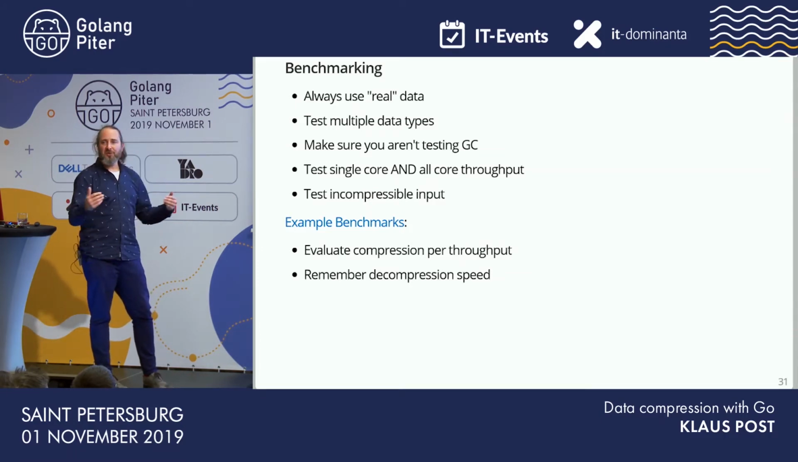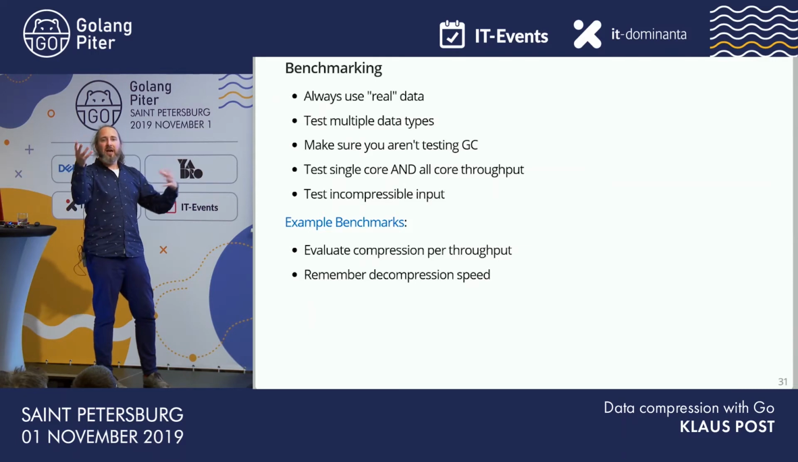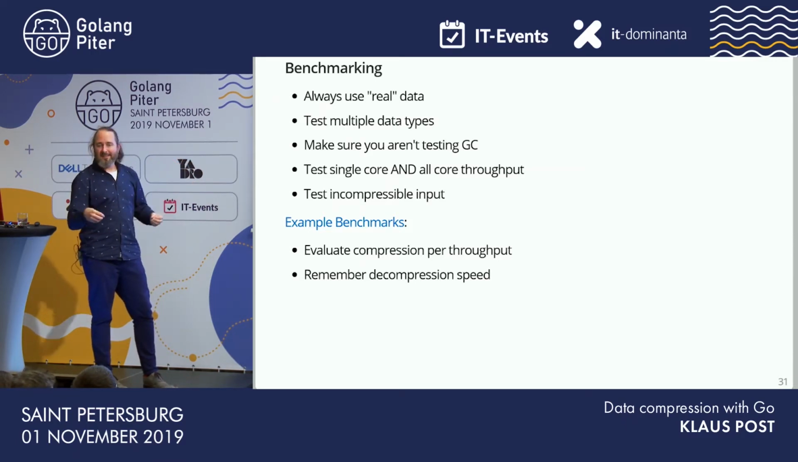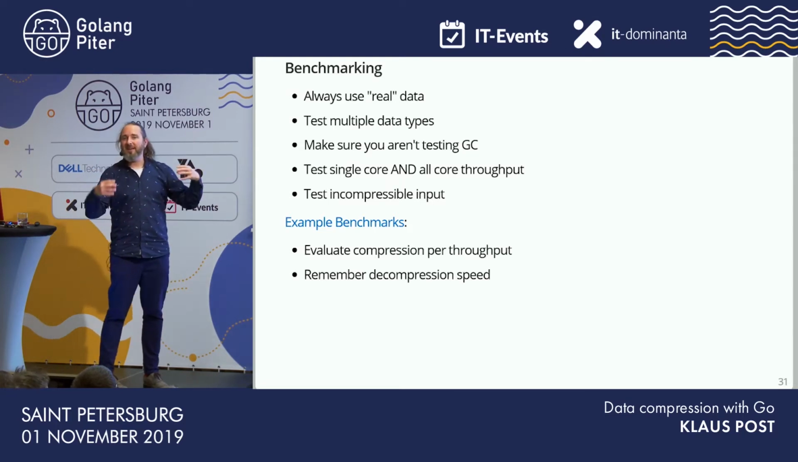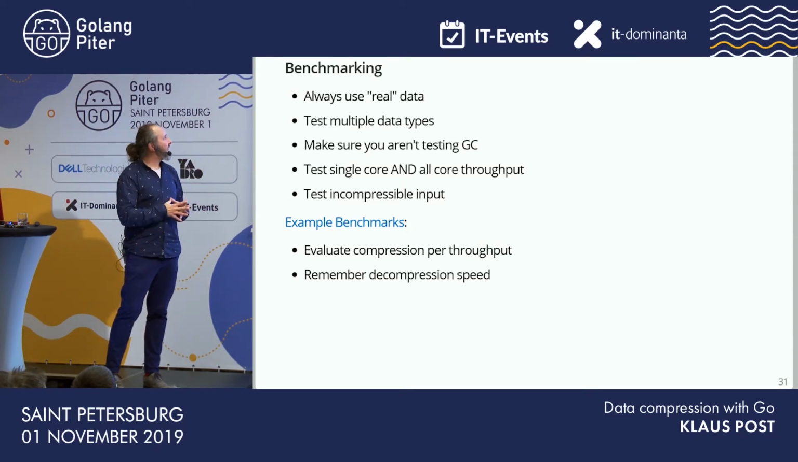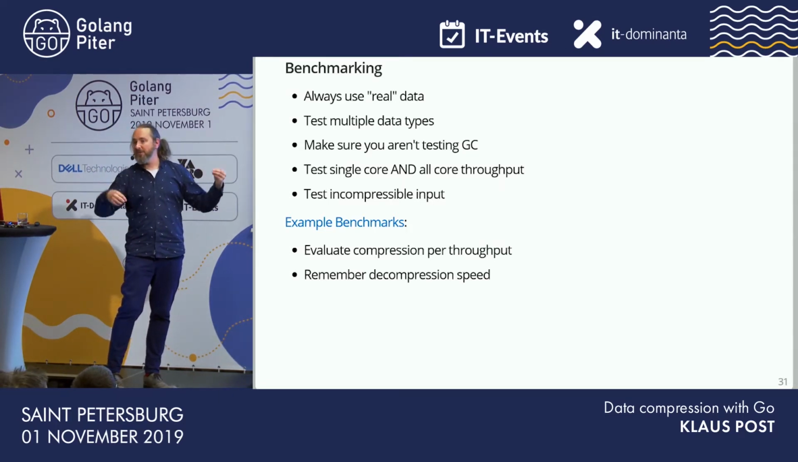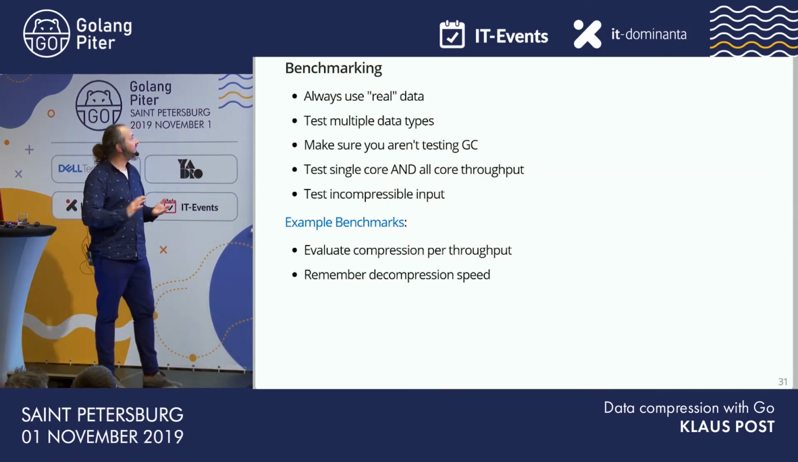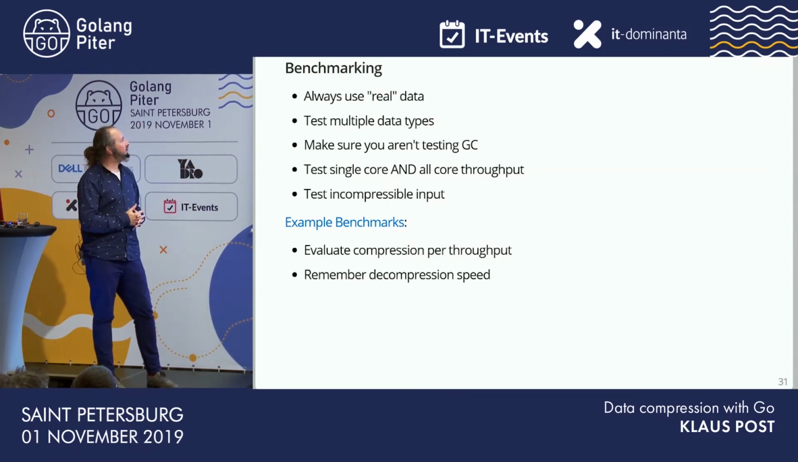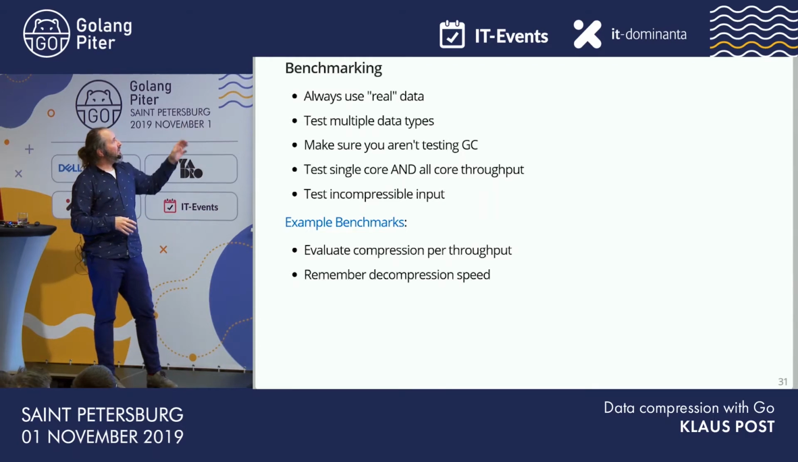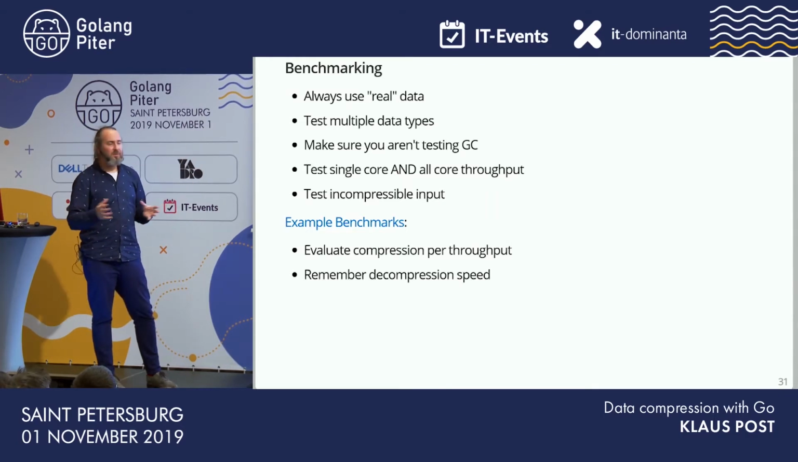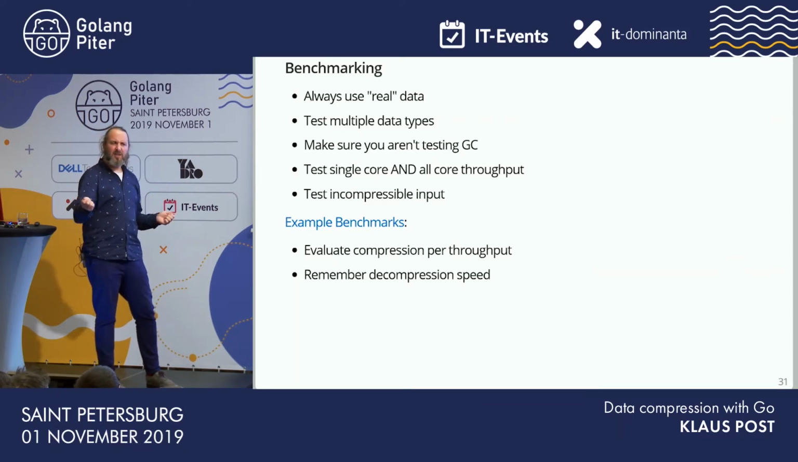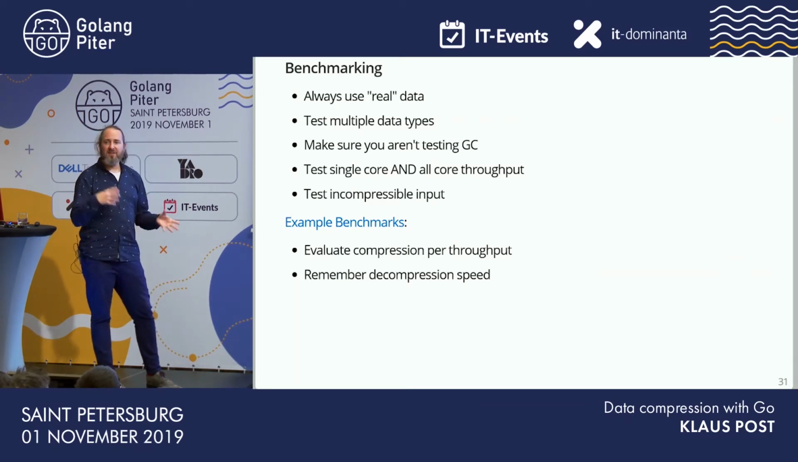So make sure that, whichever compression algorithm you're using, it usually supplies some method of doing compression and decompression without allocating stuff. So be sure to check that out. Test both single core and multi-core throughput. It can be very, very different. Also test if things can't be compressed. How fast is it then?